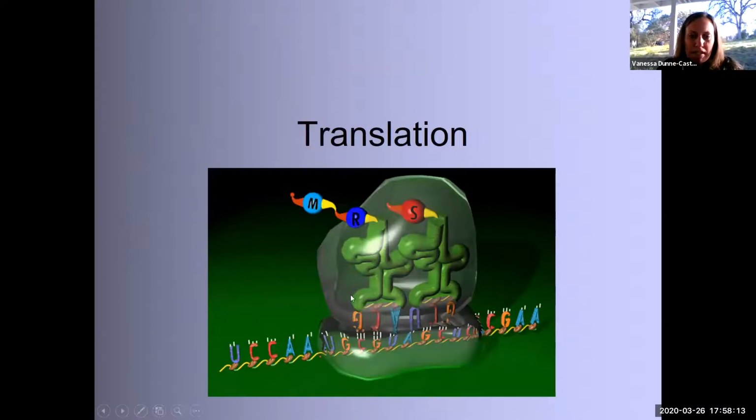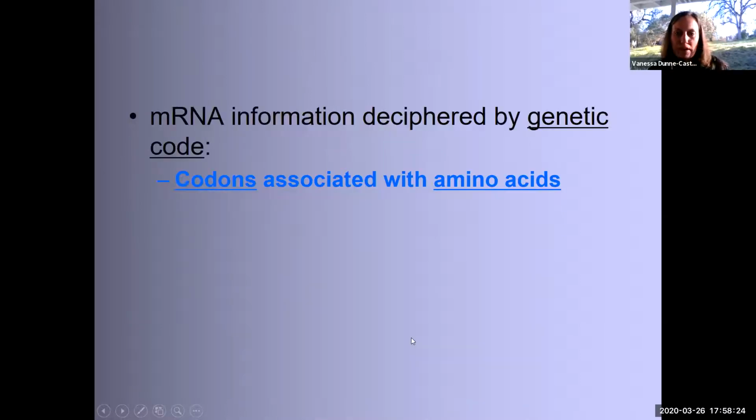Translation is the process by which that mRNA transcript that we just saw generated is essentially converted into an amino acid sequence. It's based on the sequences of the nucleotides in that mRNA transcript. So let's go over this concept of codons real quick. I didn't want to spend too much time on this, but we have time. We're good.